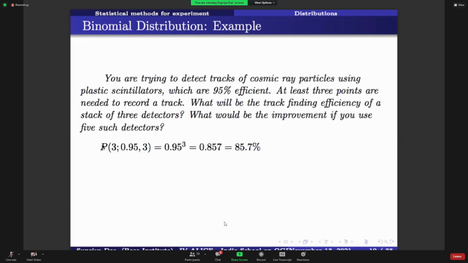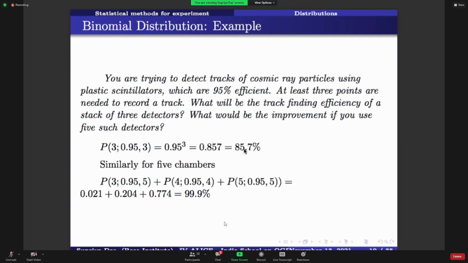You see, you need 3 points, right? That is your R value. And this value is 0.95, and then you have 3 detectors, so you can have 3 only, right? So then you put these values in your distribution, which we discussed in the last slide. Then you get this 85.7%. What happens if you have 5 chambers?